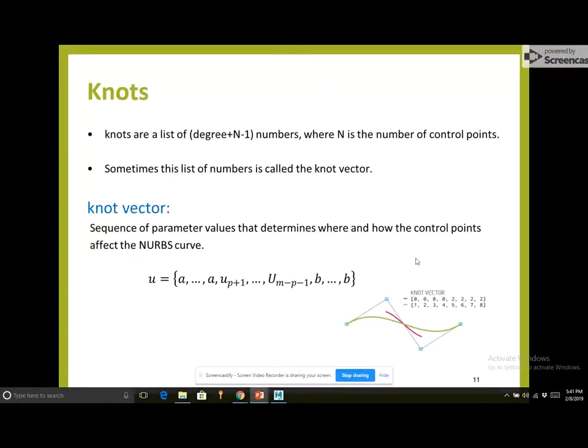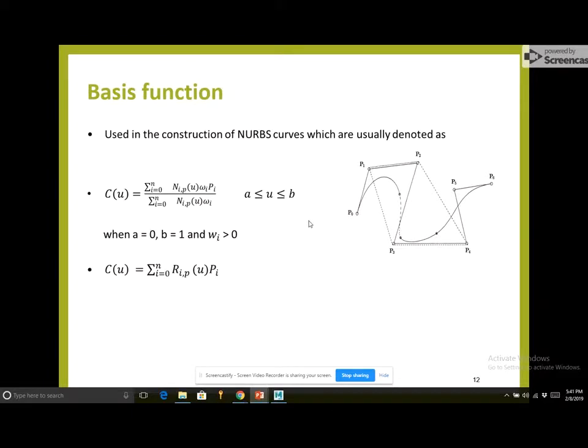Now we'll look at the basis function. The basis function is used in the construction of NURBS curves, and it is usually denoted by this equation. Here in this equation, C of u is the curve, Pi are the control points, like P0, P1, P2 in this figure, Wi are the weights at the control points, and N i,p of u is the basis function.